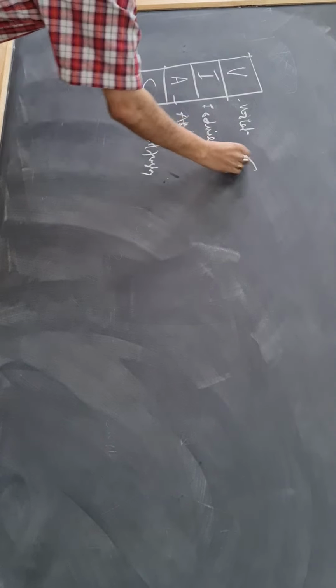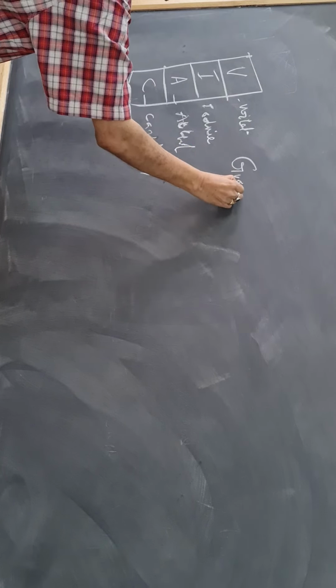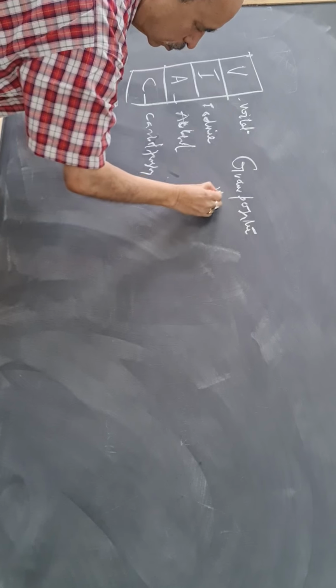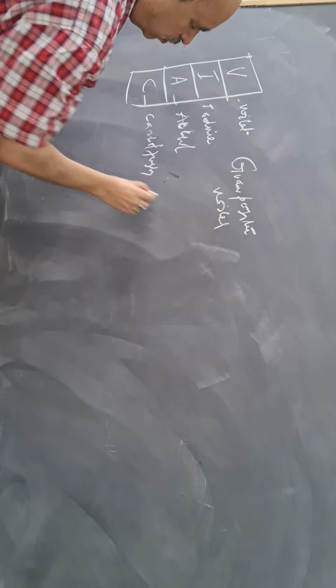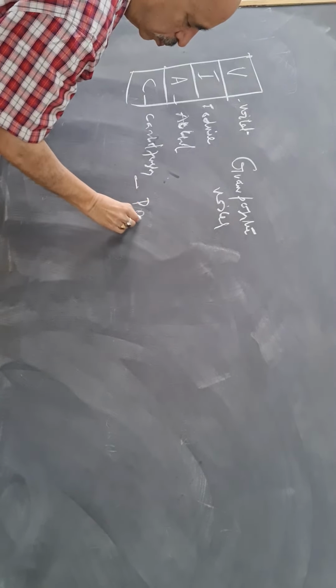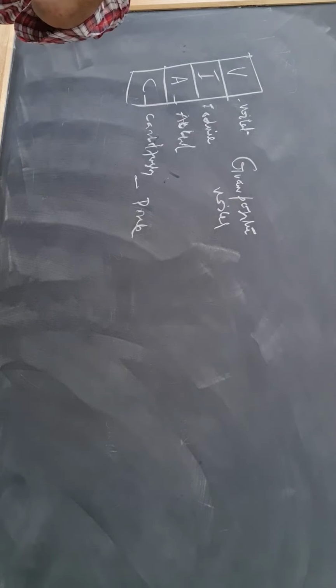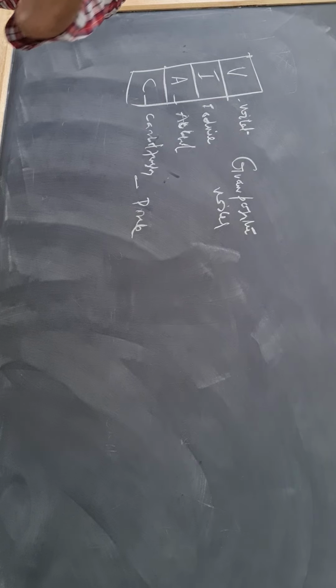Gram positive organisms look violet in color. Gram negative organisms look pink in color. What are the examples of gram positive cocci?